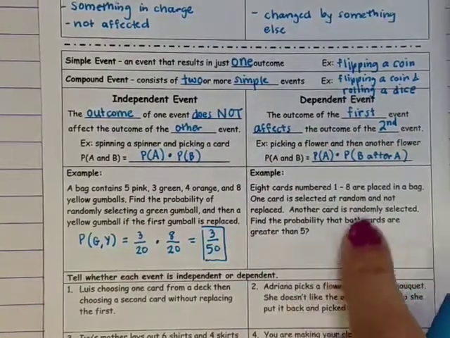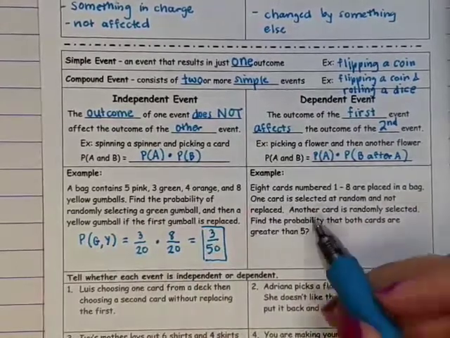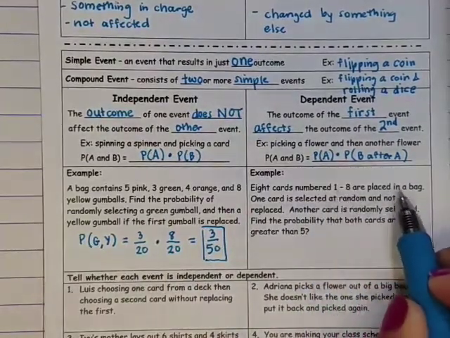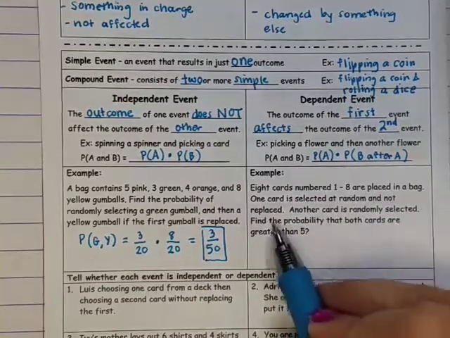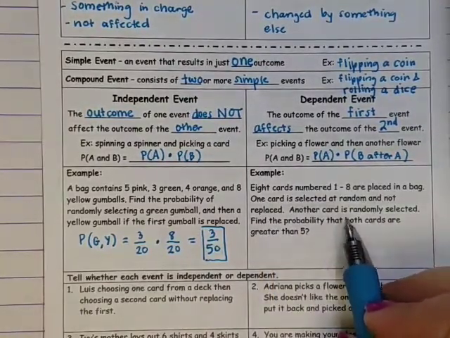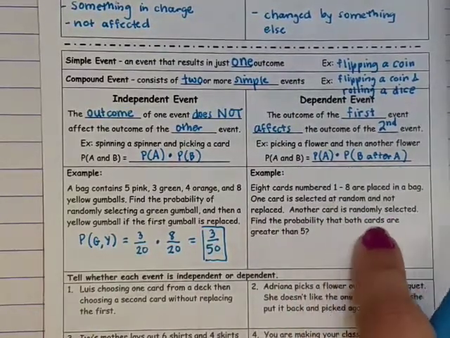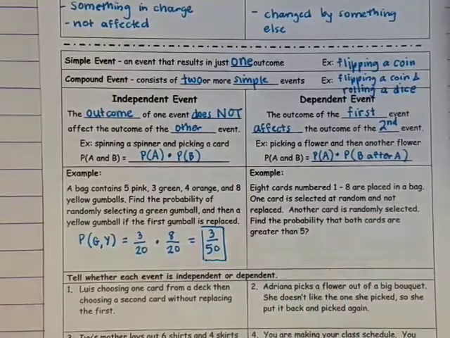Here, now I'm not replacing it. So this was an independent. This is going to be a dependent. So 8 cards, numbers 1 through 8, are placed in a bag. 1 card is selected at random and not replaced. So that is affecting the probability of your second event. So another card is randomly selected. Find the probability that both cards are greater than 5.